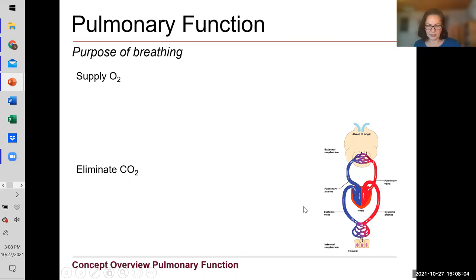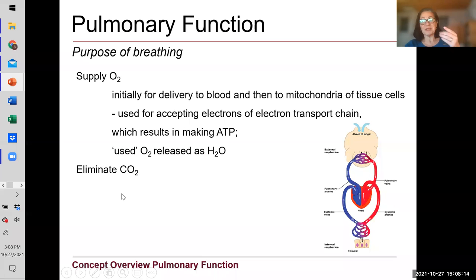So pulmonary function, what is it all about? I mean, we all know we need to pick up oxygen and we need to drop off carbon dioxide, but why? So I'm going to have to remind you of some biology that you may remember. This part we all get: you need to deliver the oxygen, get it into the blood.